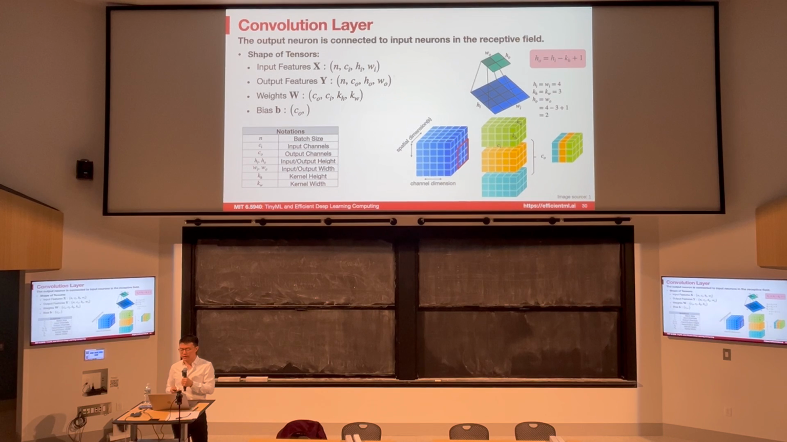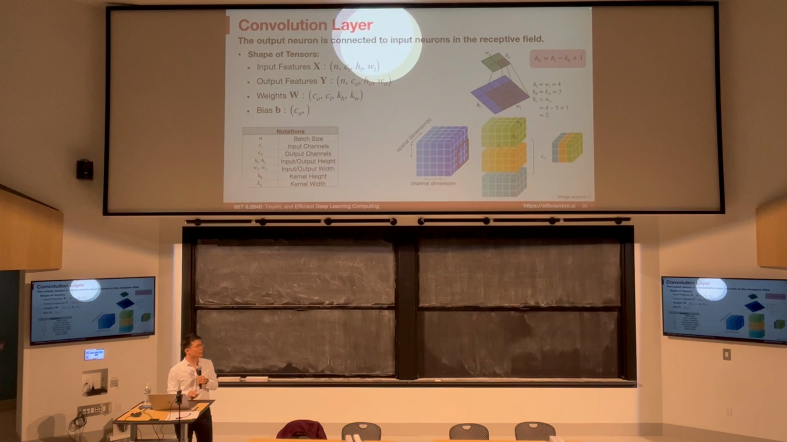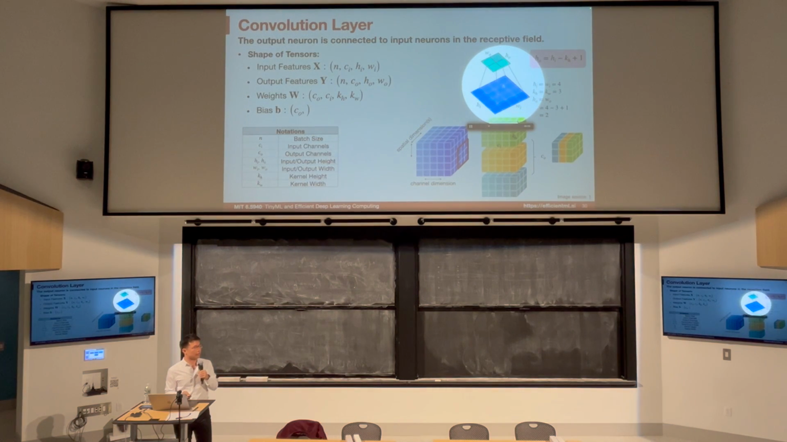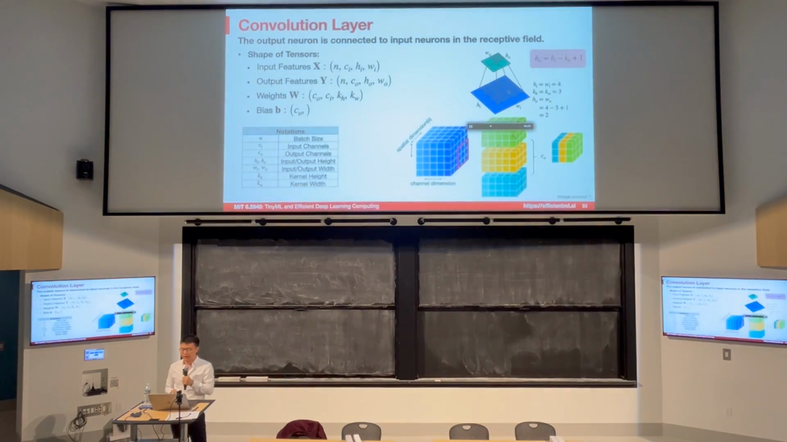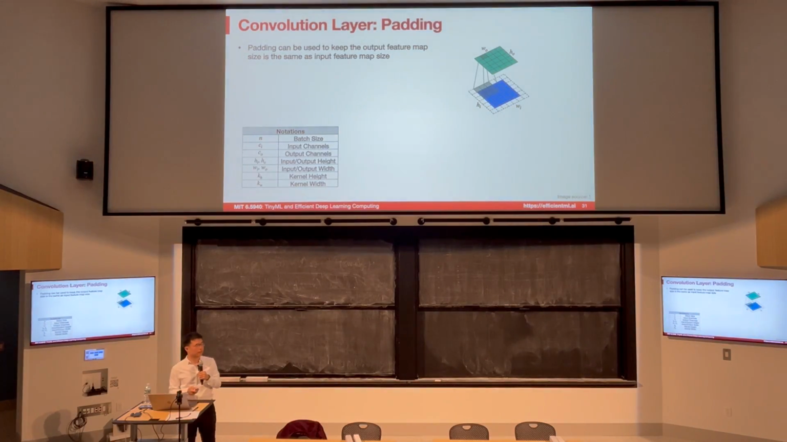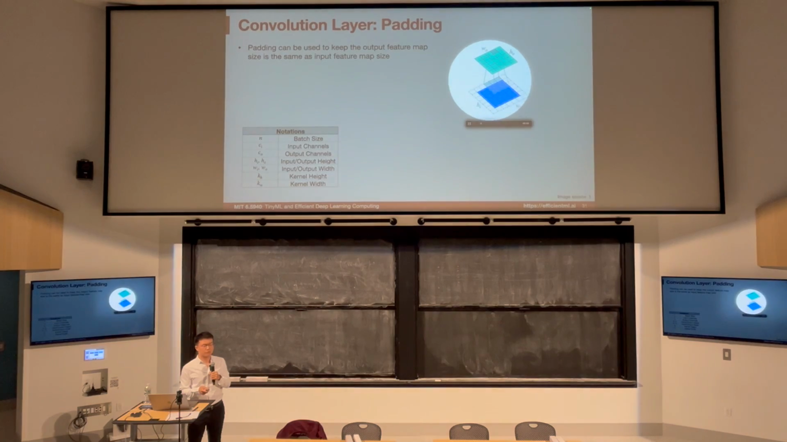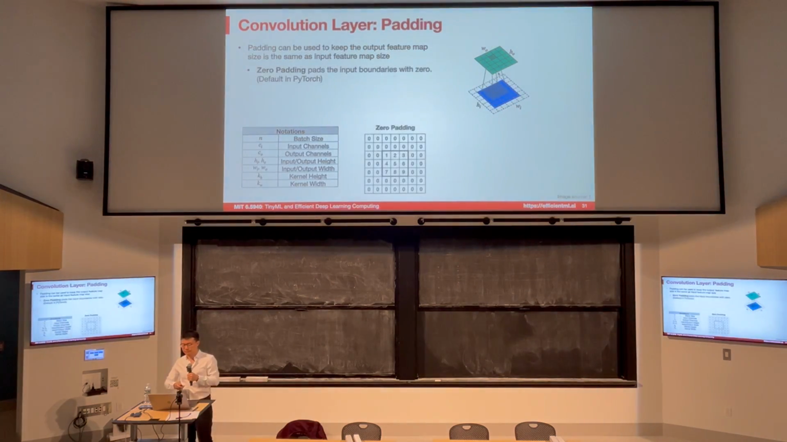Compared with the initial version, like in here, the output becomes smaller. The input is 4 by 4, but the output becomes 2, as we can see in the example here, right? Initially, the input was 4 by 4 and the output becomes 2. And after we apply padding, the input and output are both 5 by 5 in this case.